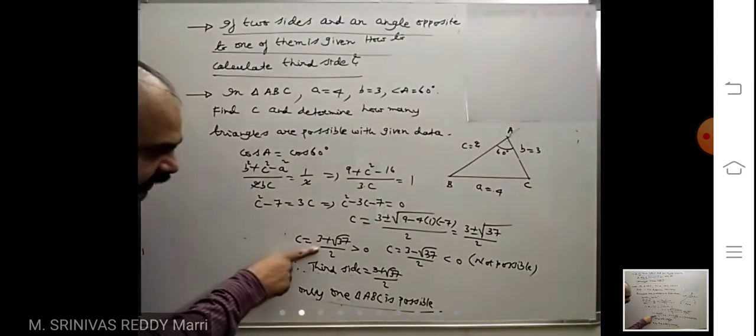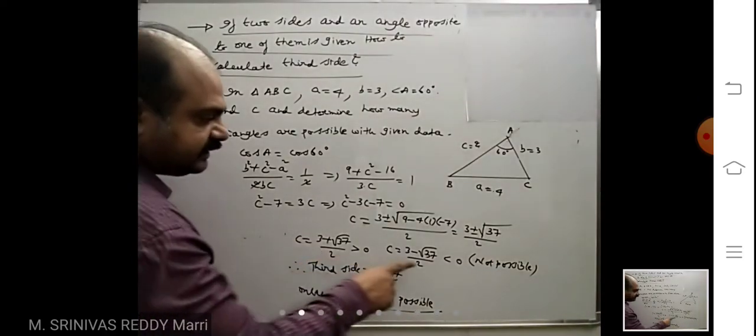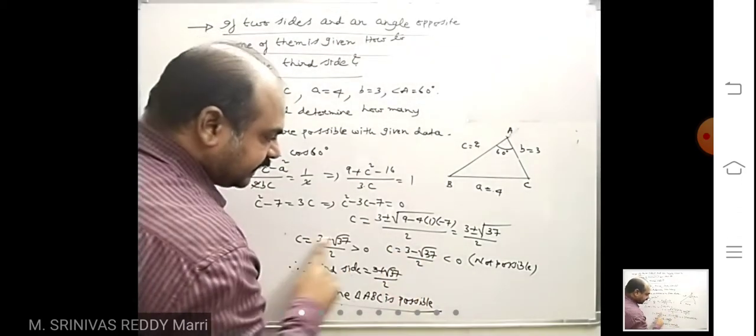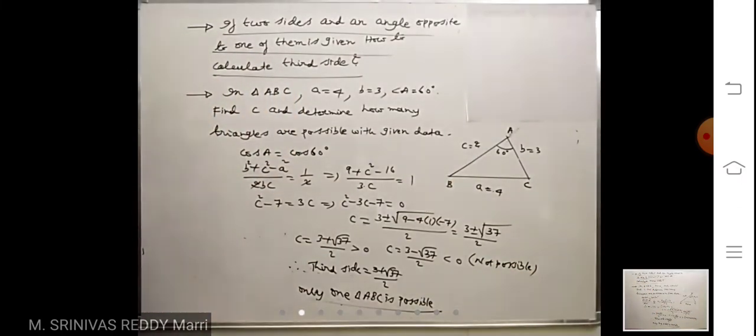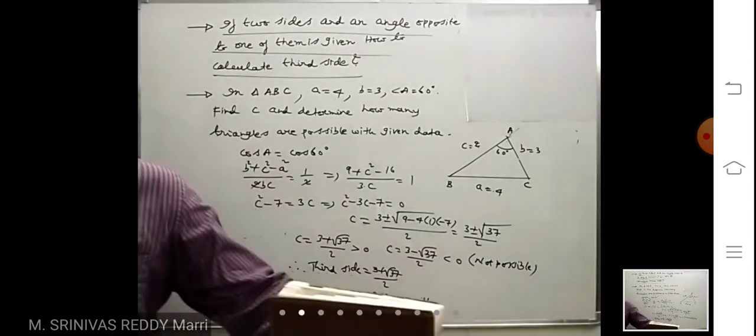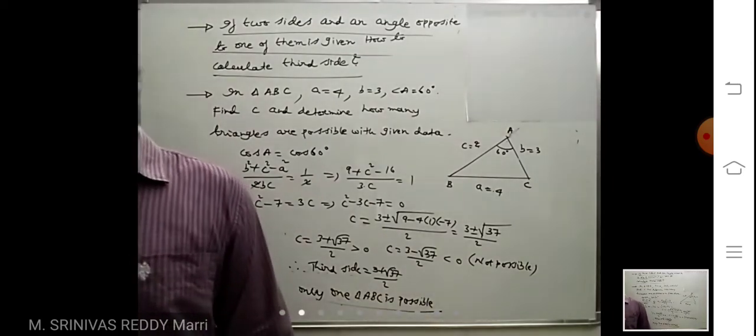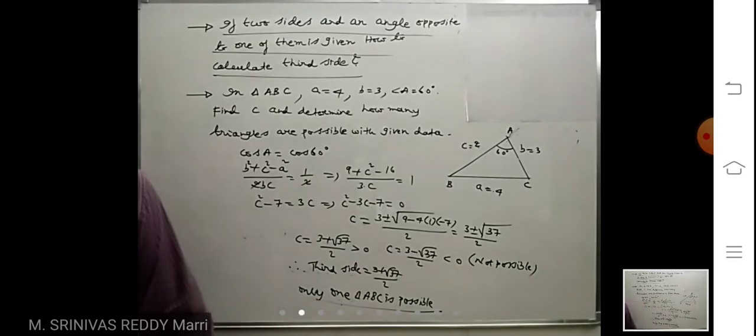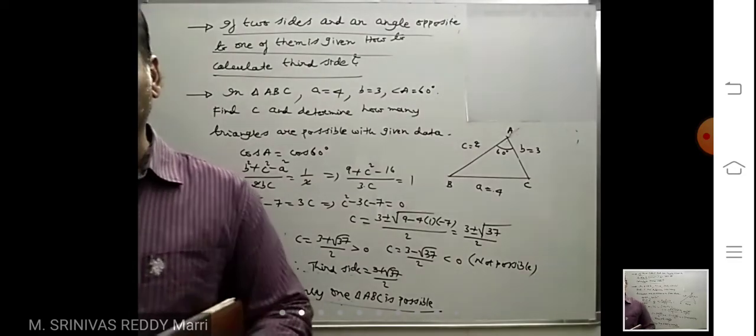Suppose you are solving and you got a positive quantity in both cases. That means you will get two values of c. Then how many triangles will be possible? If you take one c value, you will get one triangle. If you take another c value, you will get another triangle. In that case, two triangles are possible.